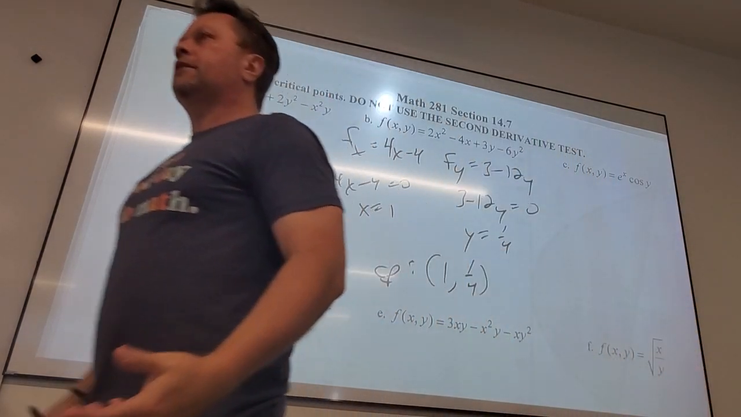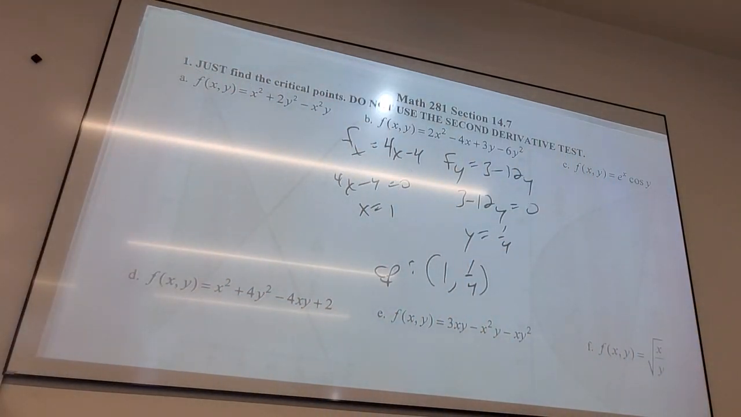Now, are they always going to be like that? Oh, hell no. Is everybody with me so far? So that one's a nice one to start with. Very straightforward. You can just set them equal to 0, construct the point. So try the next part.